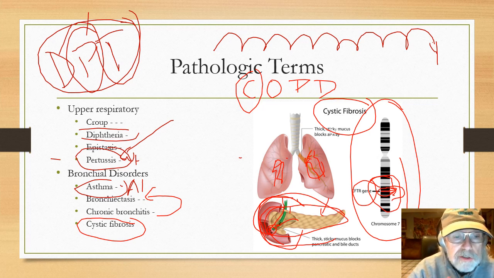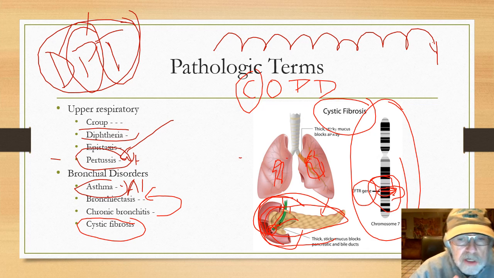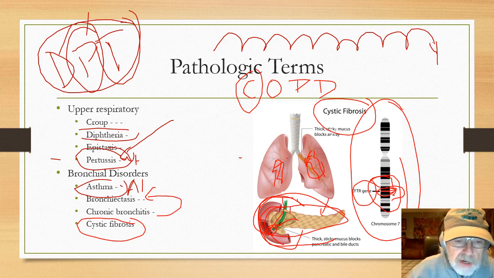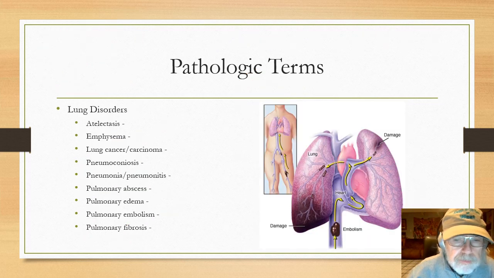Again, nowadays there are some therapeutic trials showing decent promise for people with cystic fibrosis. But it is still a devastating disease. Sometimes people will have genetic counseling to help decide whether they should have children if they carry the gene for cystic fibrosis. But that's cystic fibrosis, a couple of the lung disorders we have to talk about.